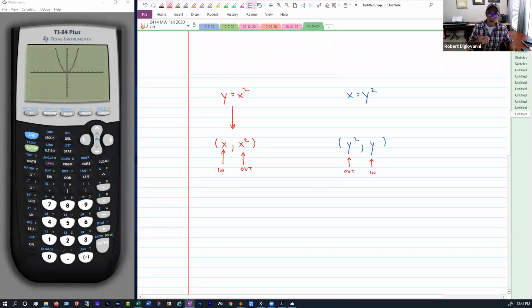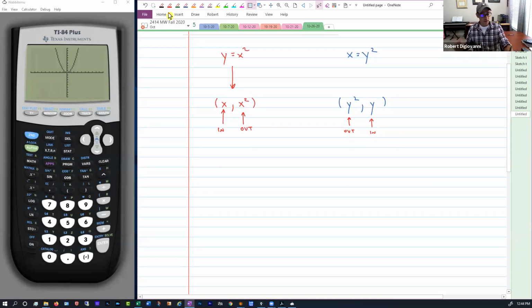Somehow we need to tell the calculator on this that the input here is y, and the output here needs to be that input squared. But the calculator will not let us do that. Here's what the calculator will do, and this is the thing that's awesome.